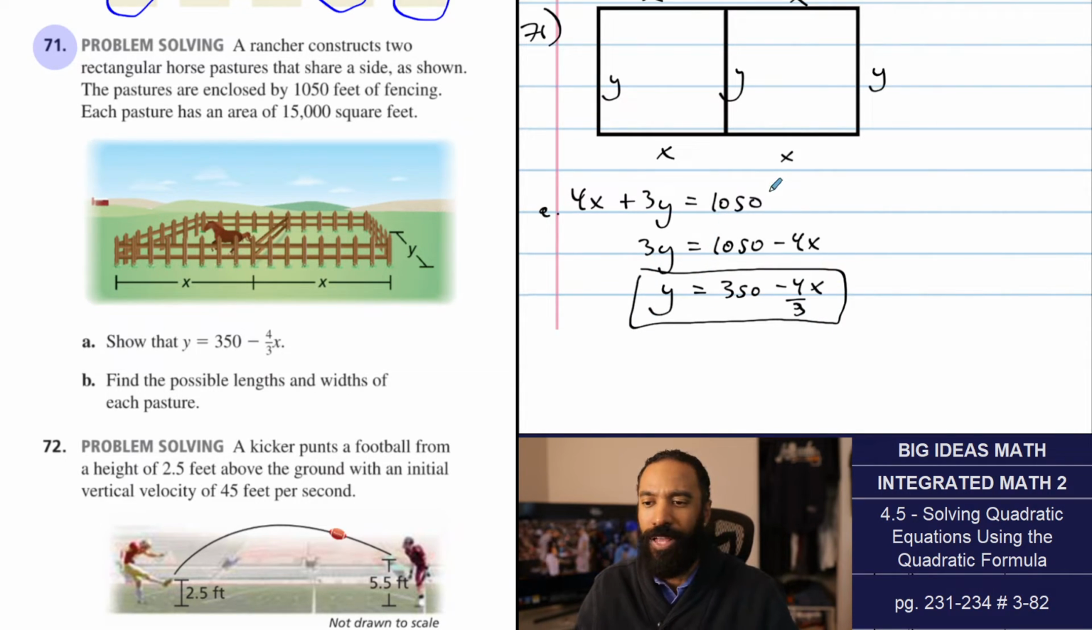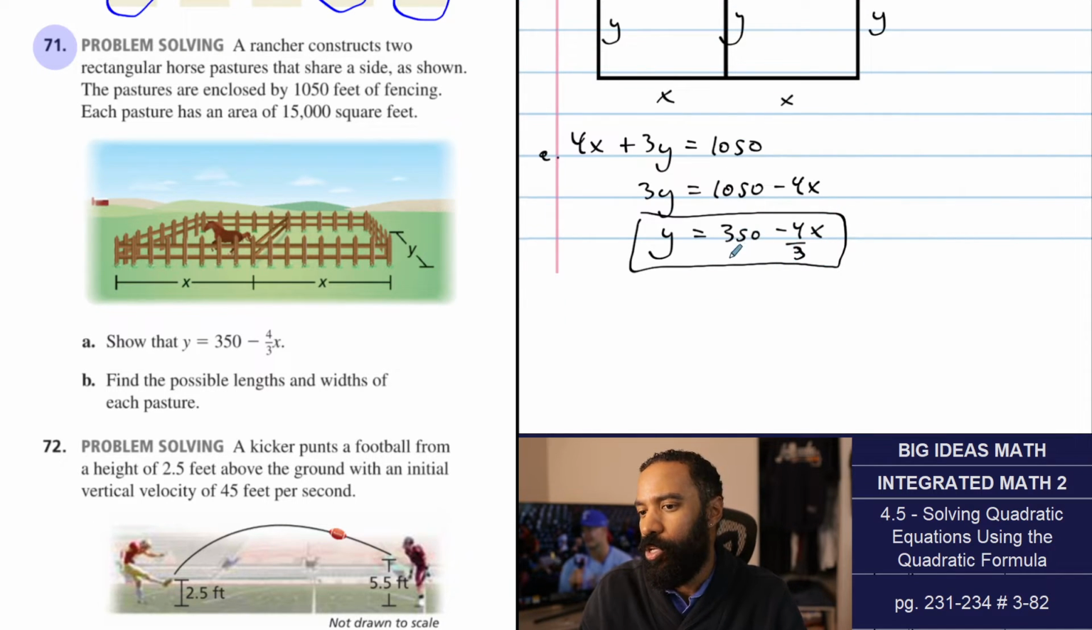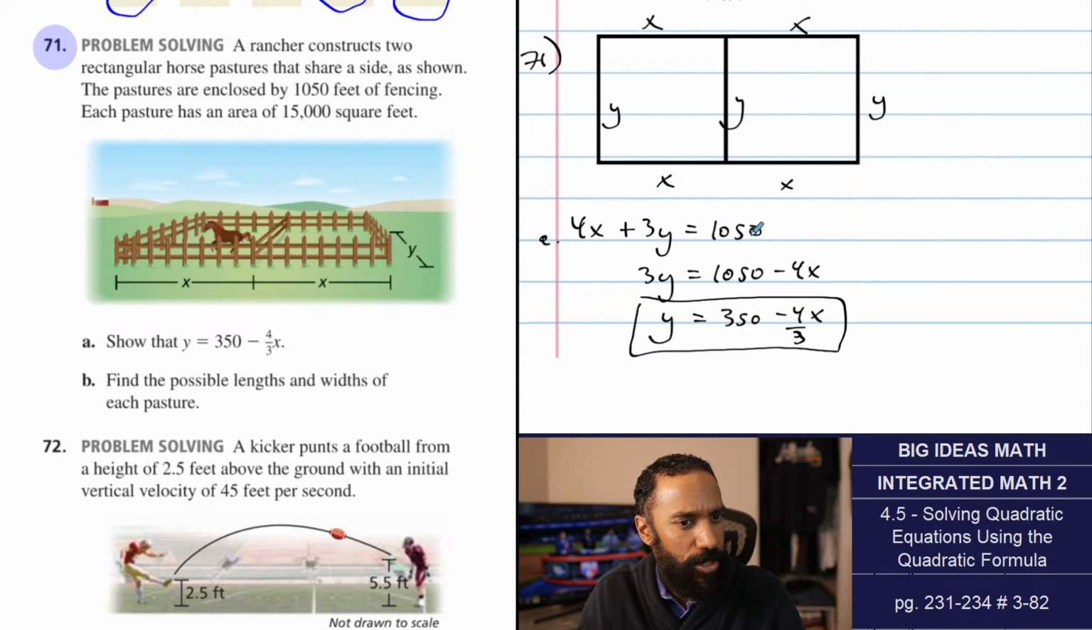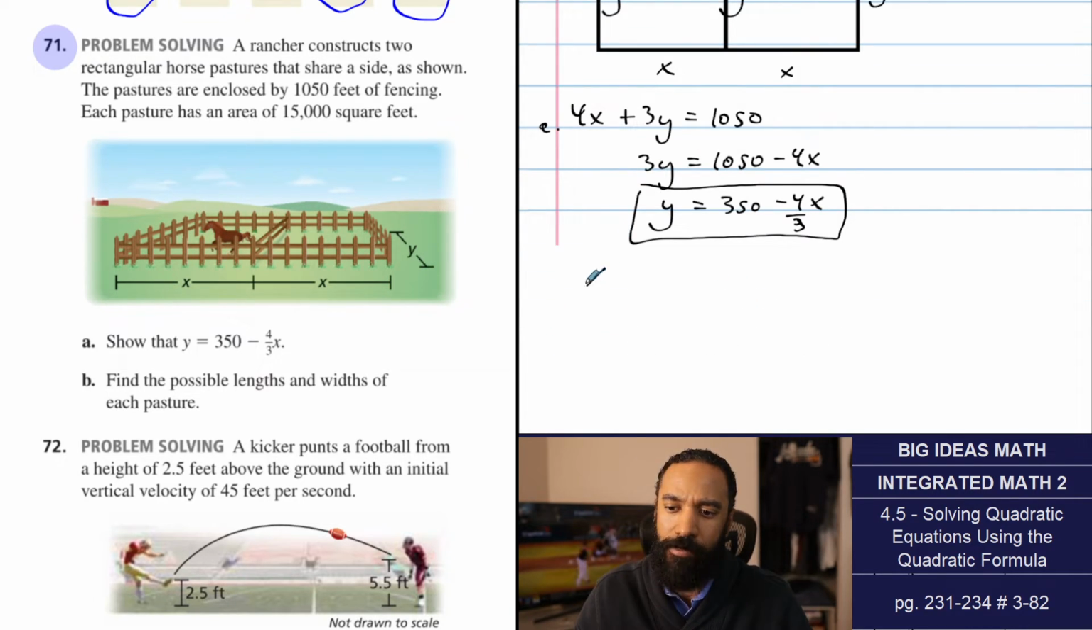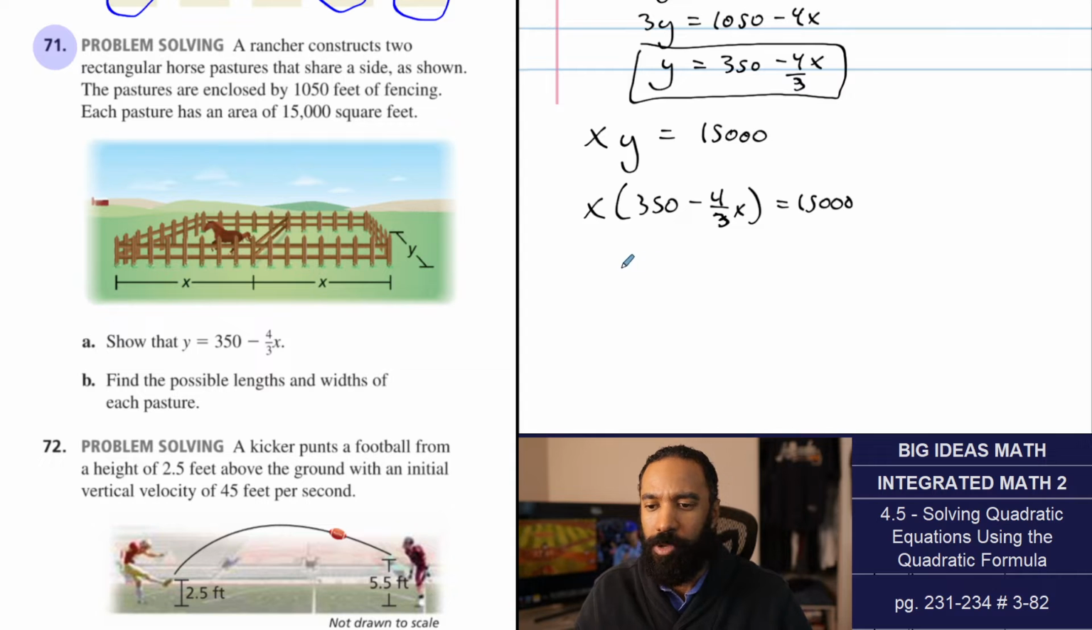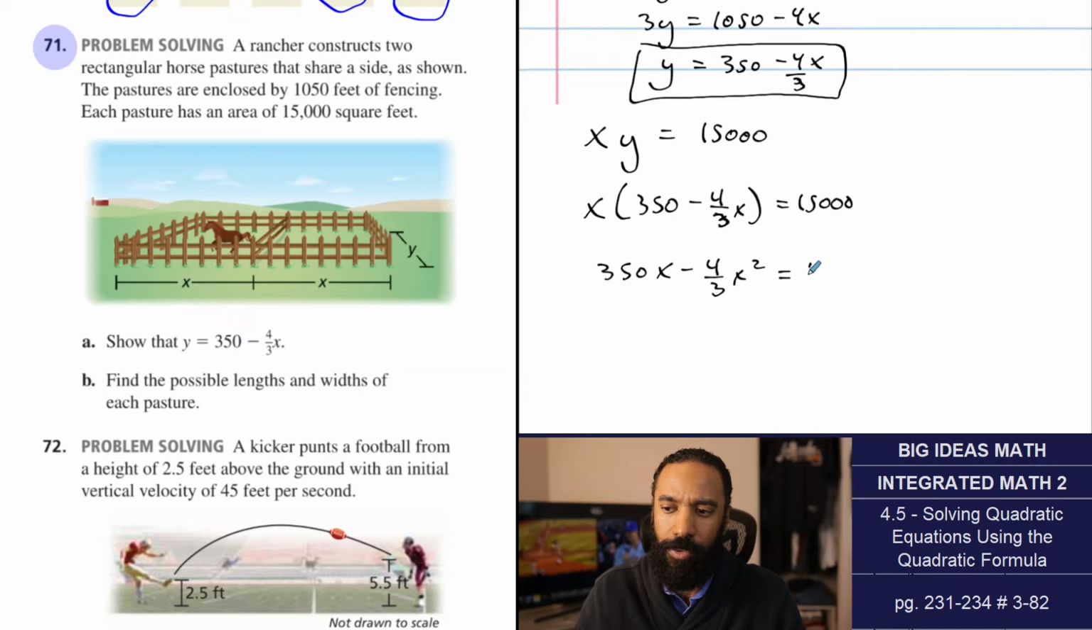Part B, find the possible lengths and widths of each pasture. Okay, we can use this to express that in terms of y. So when we multiply x by y, each pasture has an area of 15,000 square feet. So x times y equals 15,000, or x times 350 minus 4/3 x equals 15,000 as well. So that's where this guy kind of comes from, right? So let's distribute x. We get 350x minus 4/3 x squared equals 15,000.